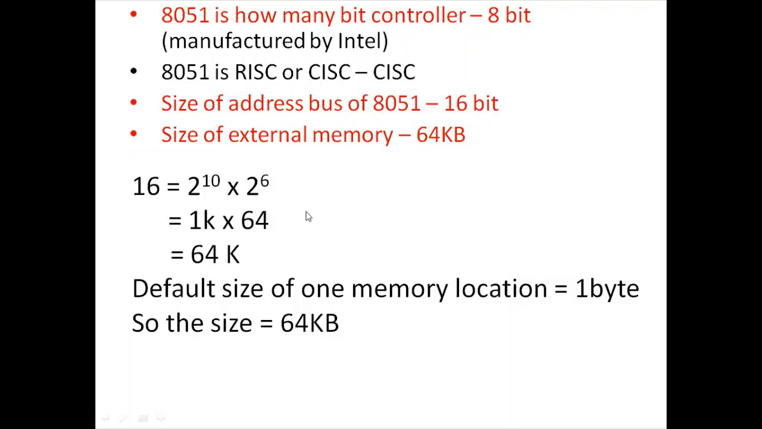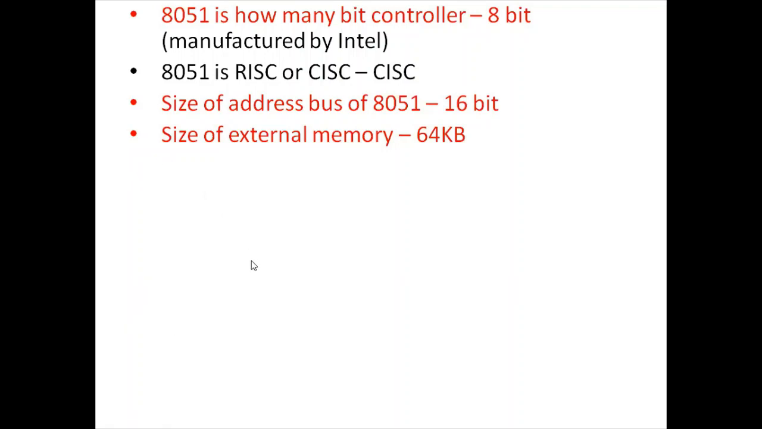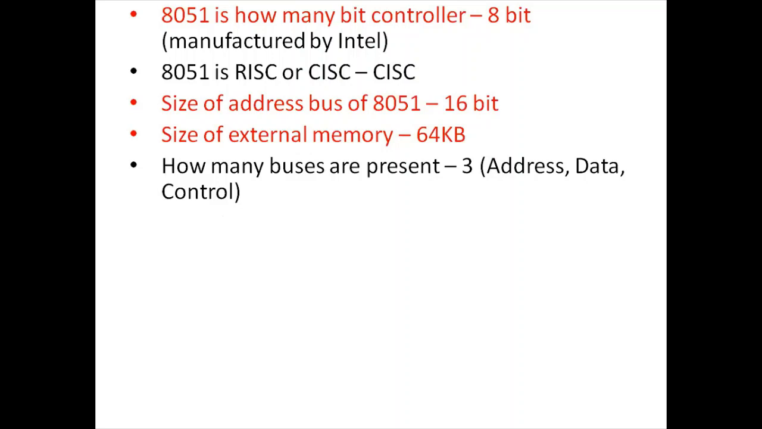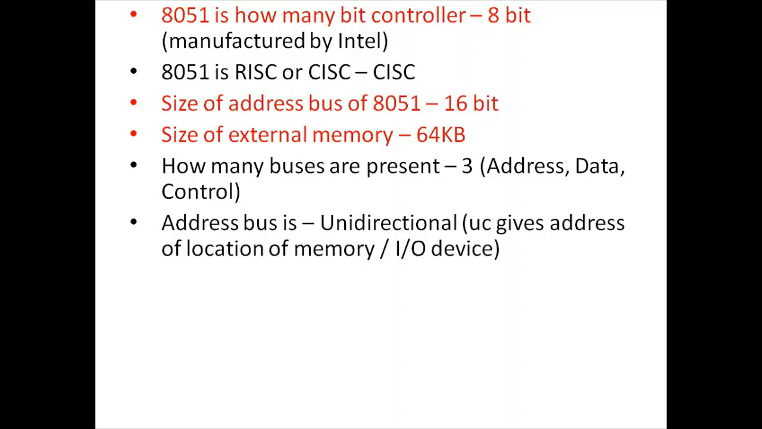So this logic you can use anywhere. If you know the size of the memory, you can find the number of address lines. If you know the number of address lines, you can find the size of memory. Now, how many buses are present? Generally we think only about address and data, but there are 3: address, data and control bus. A few basic questions regarding these buses. For the address bus, you can have options like unidirectional, bidirectional. The address bus is always unidirectional because it is the MPU that gives the address of the memory or IO device location.